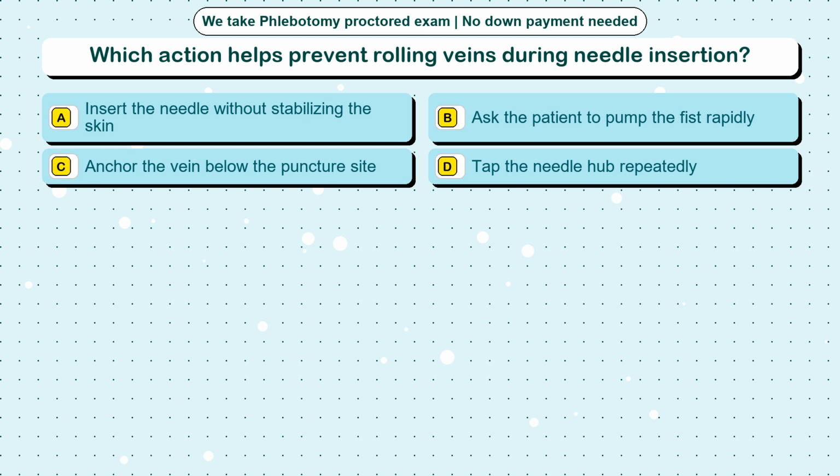Option A. Insert the needle without stabilizing the skin. Option B. Ask the patient to pump the fist rapidly. Option C. Anchor the vein below the puncture site. Option D. Tap the needle hub repeatedly.